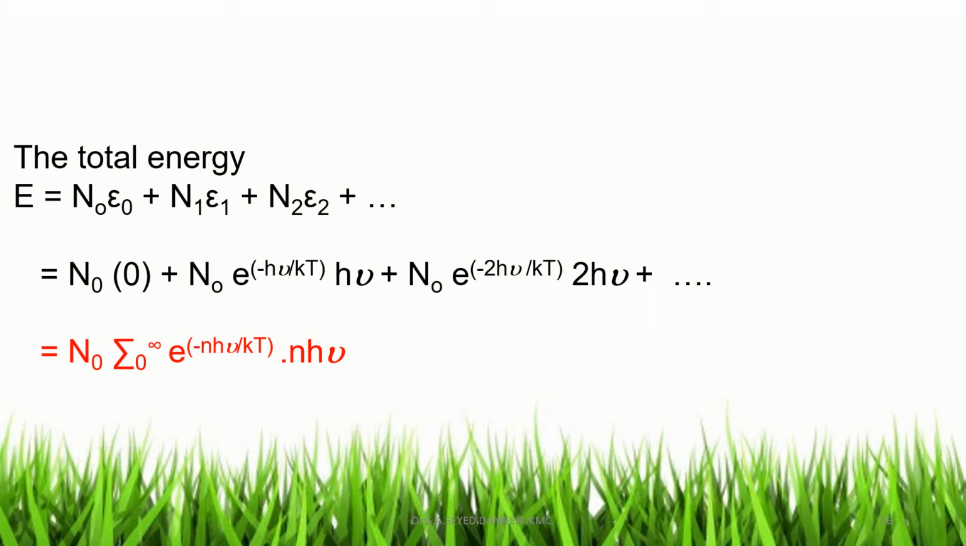the equation becomes E is equal to N0 into 0 plus N0 e power minus h nu by kT into 1 h nu plus N0 e power minus 2 h nu by kT into 2 h nu plus etc. Now this equation can simply be written as E is equal to N0 sigma 0 to infinity e power minus n h nu by kT into n h nu, and the value of n is from 0 to infinity.